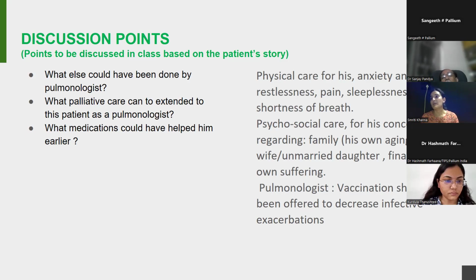So maybe making a living will or making an advanced care document, informing the family members and all the doctors involved in their care of their goals of care preferences. These are some of the main things that I think could have been done by the pulmonologists.